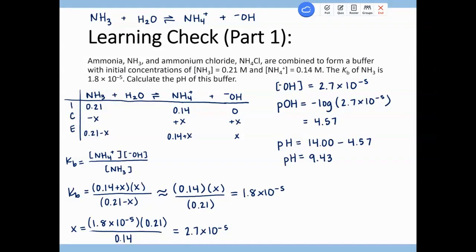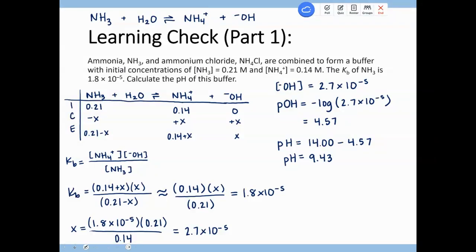Okay, so all of that work should look pretty familiar, right? We did this in the last chapter. Given initial concentrations, we calculate equilibrium concentrations, solve for X, find the equilibrium concentration of OH minus, then we can use pOH to then calculate pH. And that was the goal of this problem, to calculate pH.